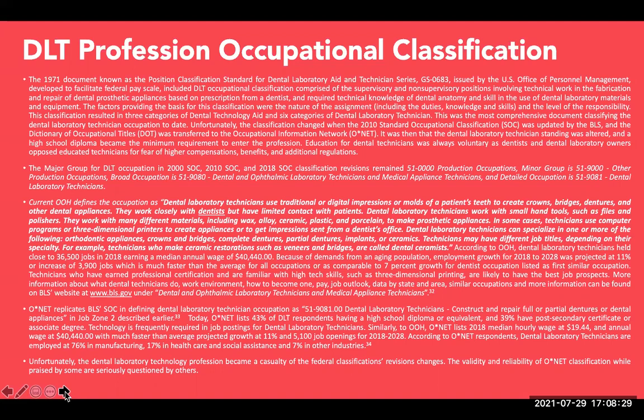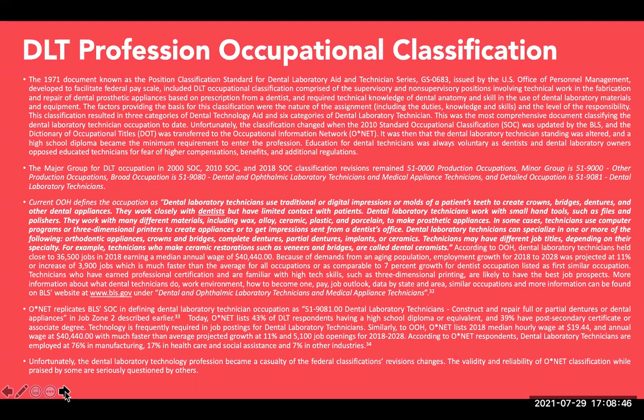As for dental laboratory technology profession occupational classifications, the most comprehensive document classifying the DLT occupation to date was the 1971 document known as the Position Classification Standard for Dental Laboratory Aid and Technician Series, showing the detailed description of 3 categories of dental technology aid and 6 categories of dental laboratory technician.